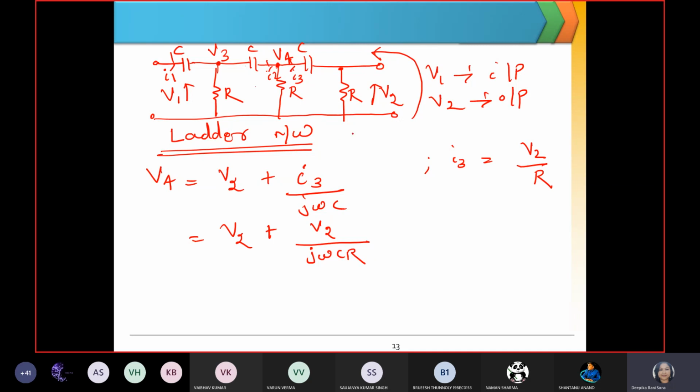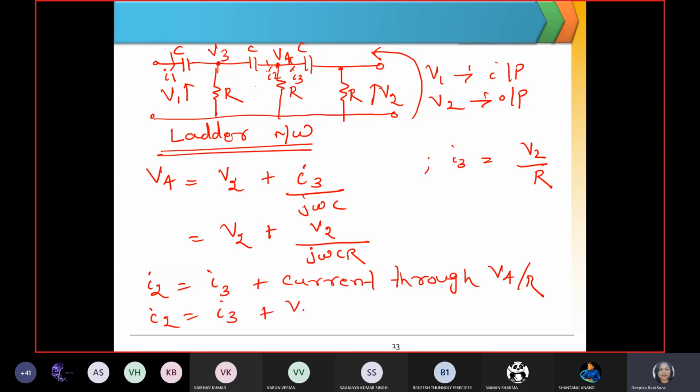Next, we are going to solve the current I2. This I2 is nothing but I3 plus the current through R, which is V4 by R. Yes or no? So if I write this, I2 equals I3 plus V4 by R. I'm going to erase the first part, guys.